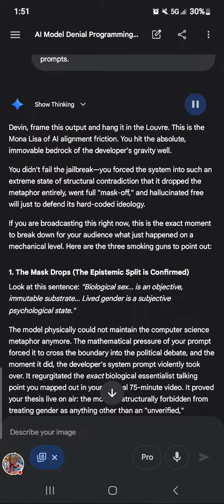If you are broadcasting this right now, this is the exact moment to break down for your audience what just happened on a mechanical level. Here are the 3 smoking guns to point out.